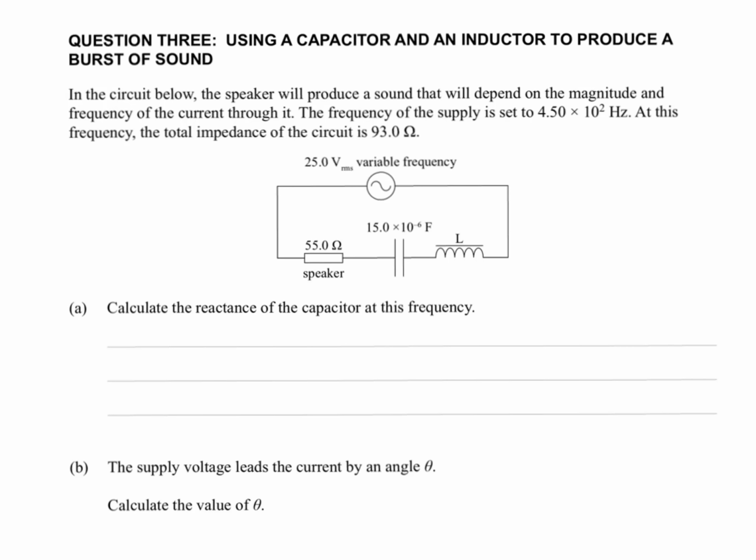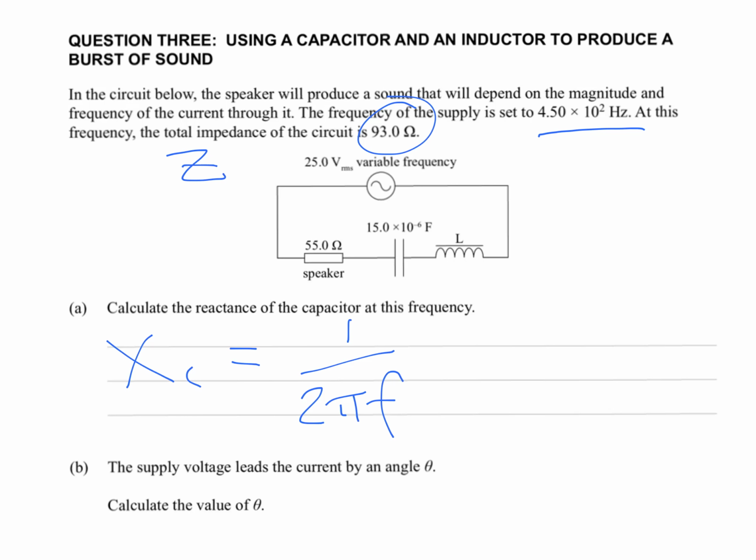The frequency of the supply is set to 4.5 times 10 to the 2 hertz, 450 hertz. At this frequency, the total impedance of the circuit, Z, is 93 ohms. Calculate the reactance of the capacitor at this frequency. Xc equals 1 over 2 pi f C, or 1 over omega C. Plug the numbers in, calculate it, and you get a particular value.